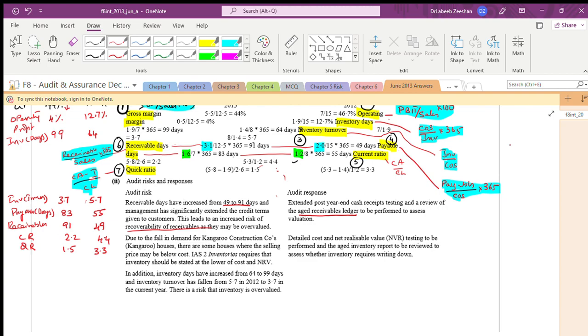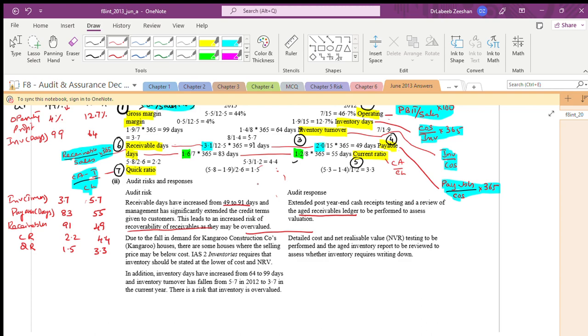Means, what does the auditor have to do? Auditor, we have done this, aged receivables. These are the standard wordings we are using. Aged receivables means you see whether there is somebody who has not paid even after 91 days. We don't want all those things. We want to know what the response is: the auditor has to extend post year end cash receipts, and review any aged receivables to be performed for valuation. Is it right? That is the first response.